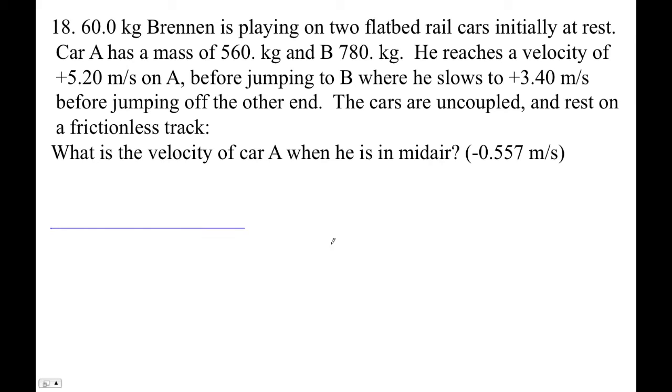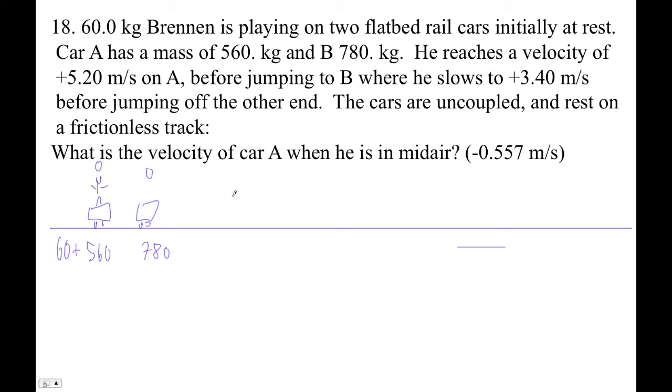Running on the rail cars, right? Okay, so we've got 60 kilogram Brennan. This is 560 and 780. This is 560 plus 60, right? And everything is at rest, right? Everything's at rest. So this is 0, this is 0, right?